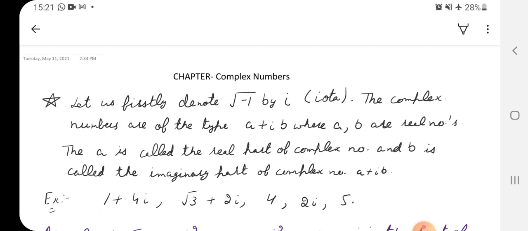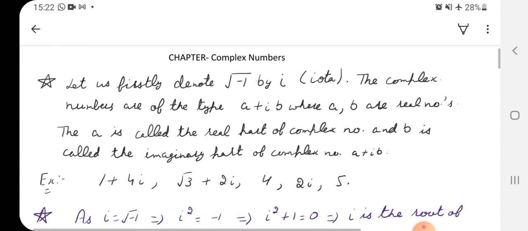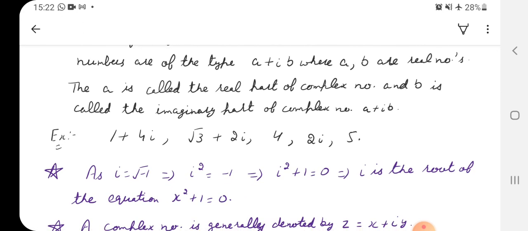The coefficient of iota will be our imaginary part, and the single number which is without iota, which is free from iota, will be the real part of the complex number. Examples of complex numbers are 1 plus 4 iota, root 3 plus 2 iota, 4, 2 iota.